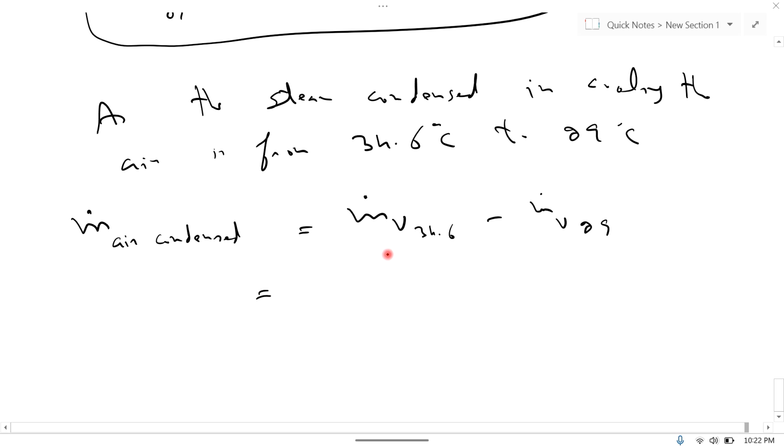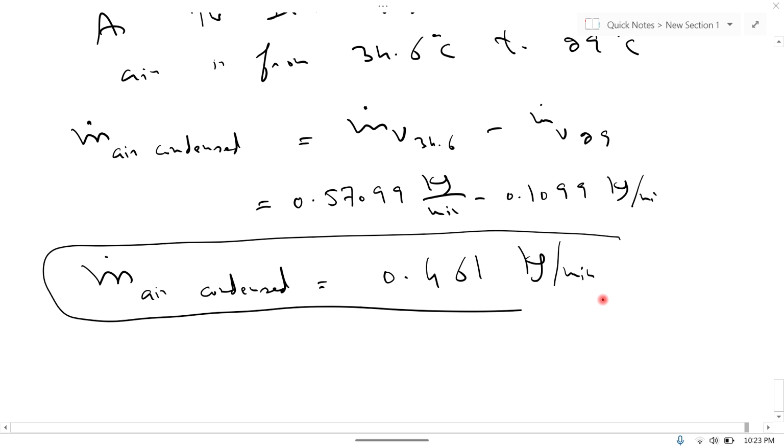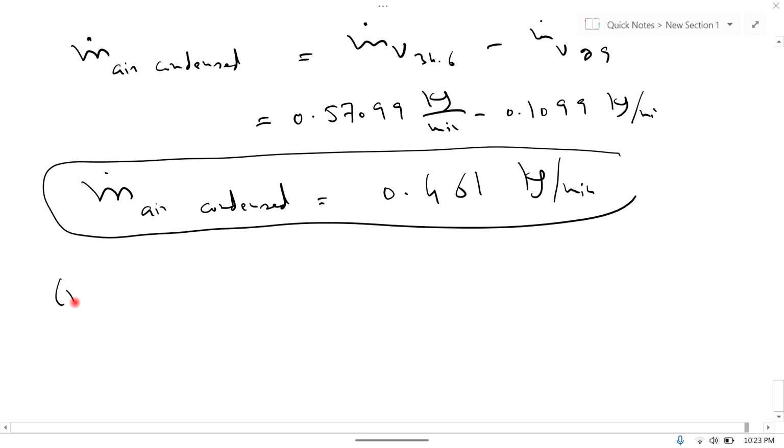So mass flow rate of vapor is 0.57099 kilogram per minute minus mass of vapor at 29 degrees centigrade is 0.1099 kilogram per minute. So mass flow rate of air condensed is equal to 0.461 kilogram per minute. So this is the answer of part number 2. Now we are solving part number 3.